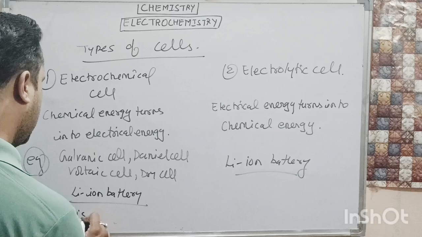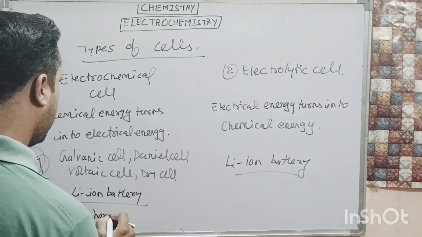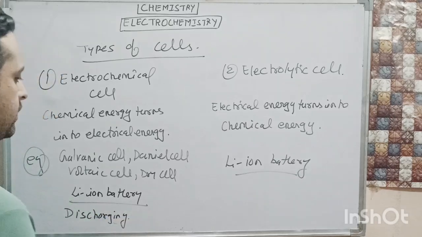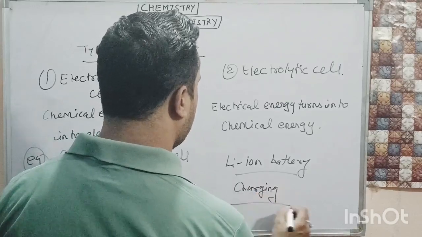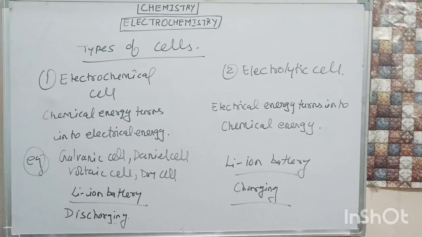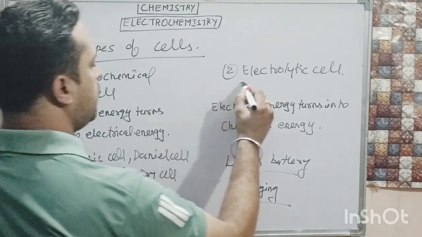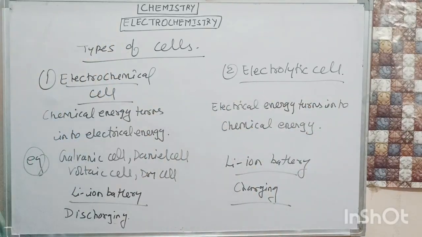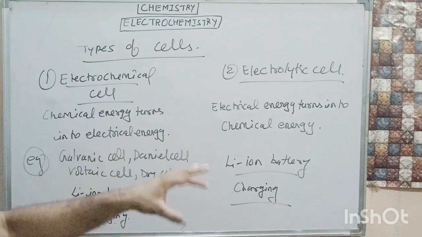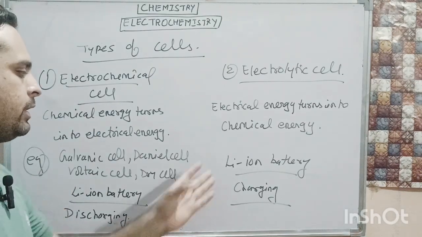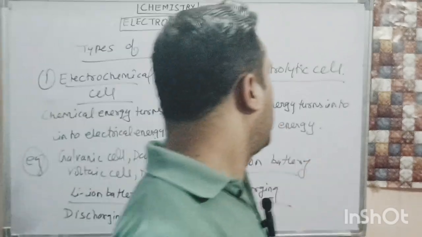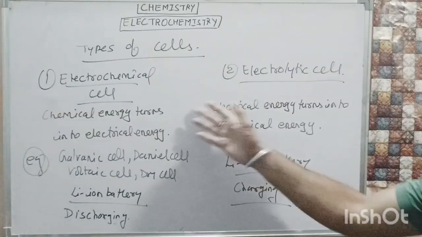In discharging, it is electrochemical cell, and in charging, it will behave as electrolytic cell. ठीक है, in one, chemical energy turns into electrical energy, and in the other, electrical energy turns into chemical energy. Example: galvanic cell, Daniel cell, voltaic cell, dry cell, and so on. Then lithium ion battery, discharging and charging. So this is all about the electrochemical cell and electrolytic cell.